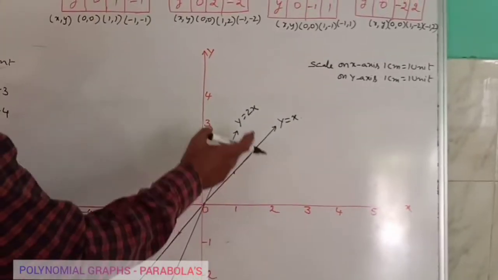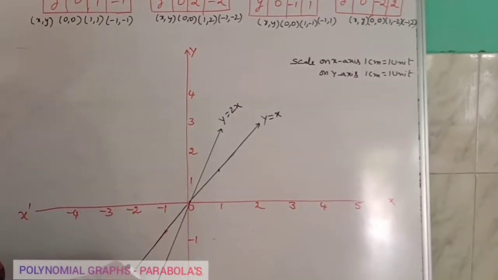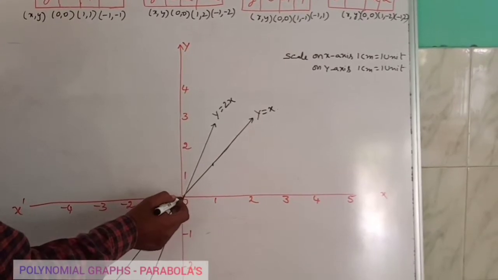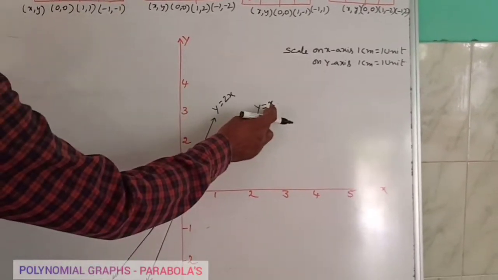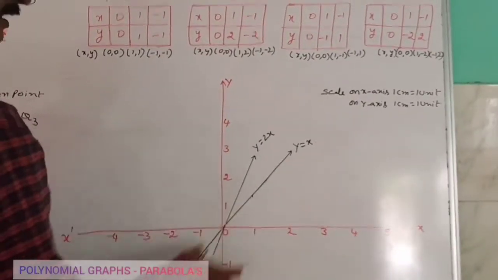So observe carefully, y equal to mx is a straight line. It always passes through the origin point. If m is positive, it lies in coordinate 1 and coordinate 3.